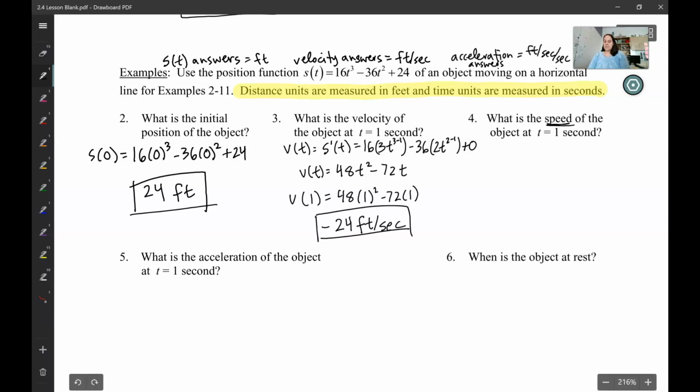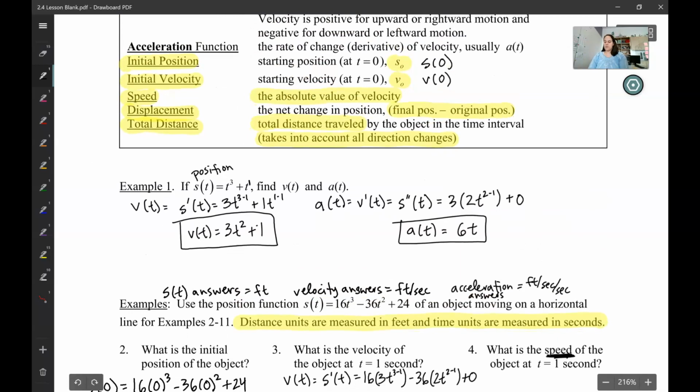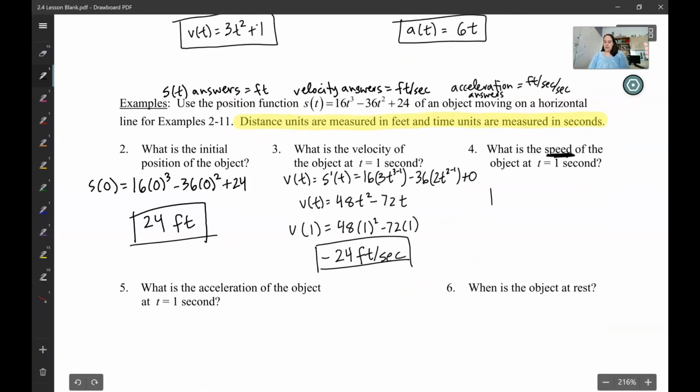Next, what is the speed of the object at t equals 1? So reference up here, speed is the absolute value of velocity. So all I need to do is take my velocity at t equals 1, which we already calculated in number 3, and take the absolute value of it. And that's going to be my speed.